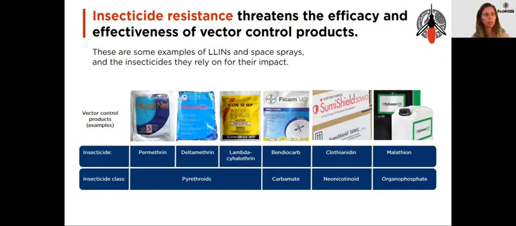So in the example on the screen, you can see 3 different pyrethroids that are listed. And if the mosquitoes are resistant to pyrethroids, they would be resistant to all of those different types of insecticides. There are also cases of cross-resistance that can develop between the different classes of insecticide. We're not going to quite go into that today.